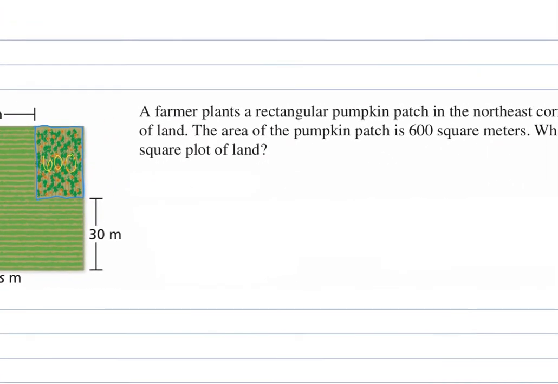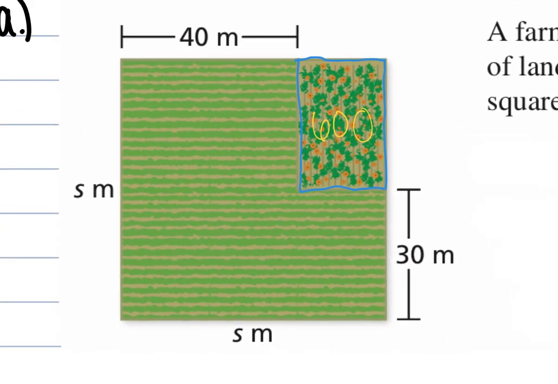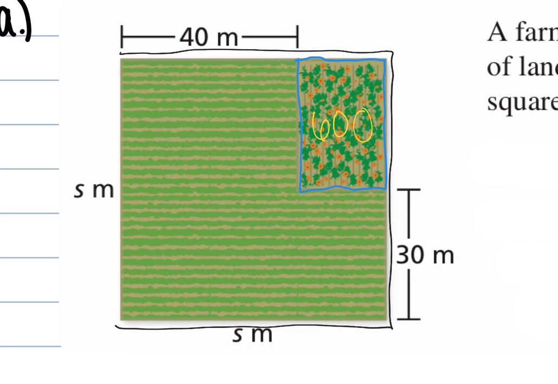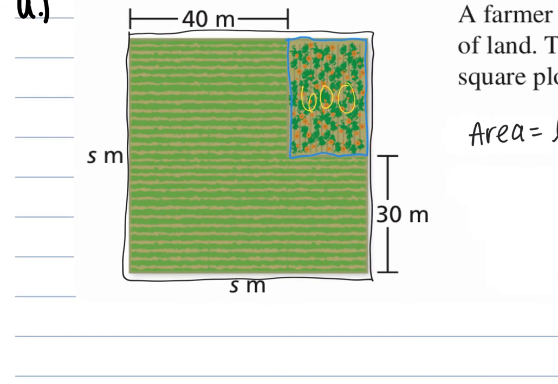And it says, what is the area of the square plot of land? What is the area of the entire thing? Now, right off the bat, how do we find the area of a rectangle? It's length times width, right? So in this case, what's the length of the entire square?